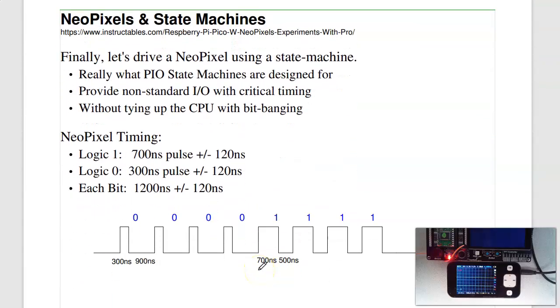The last thing to look at are neopixels. So neopixels are non-standard I/O devices. Logic 1 and logic 0 are defined by pulse widths. Each bit is 1.2 microseconds plus minus 120 nanoseconds. Logic 1 is a 700 nanosecond pulse plus minus 120 nanoseconds. Logic 0 is 300 nanoseconds plus minus 120. I'd like to generate that waveform without tying up the CPU using bit banging, meaning using the PIO state machines. That's really what the PIO state machines are really designed for.